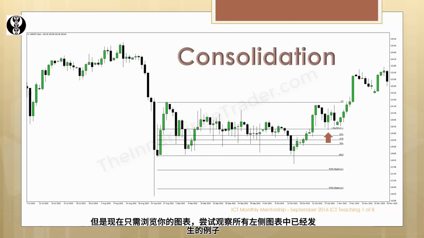But for now, just go through your charts and try to look at all the examples that have already happened on the left side of your chart and outline them individually based on the characteristics and elements that we've identified here in this teaching.